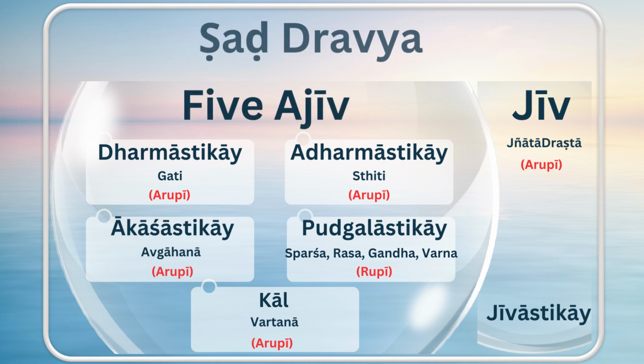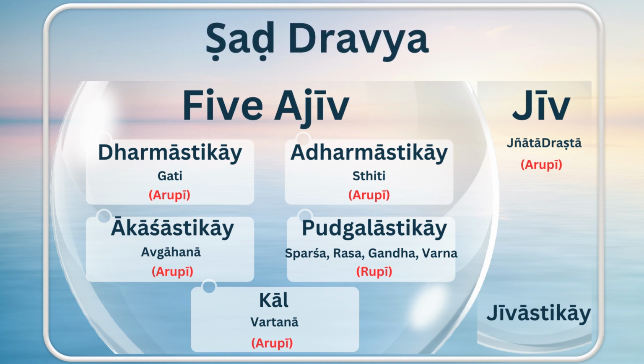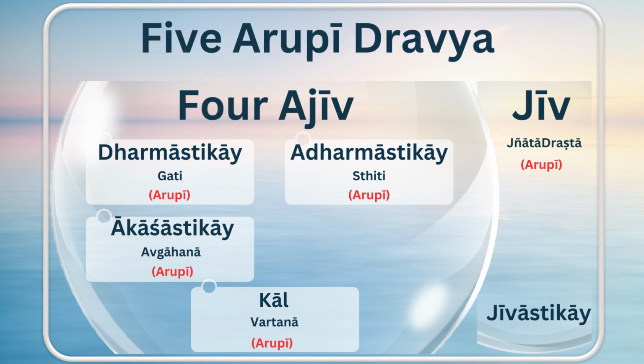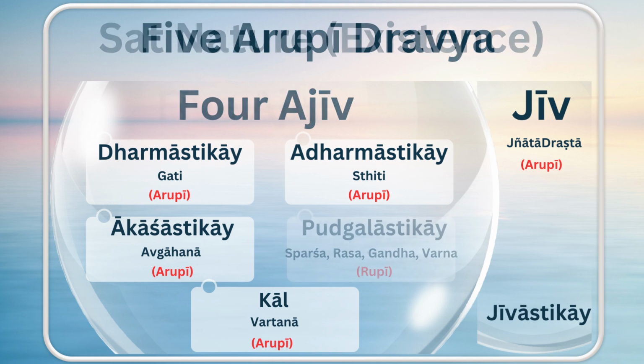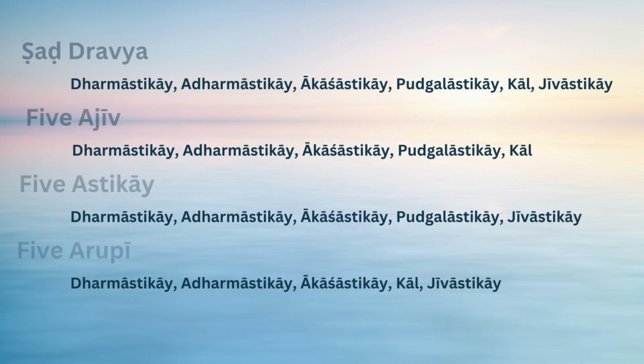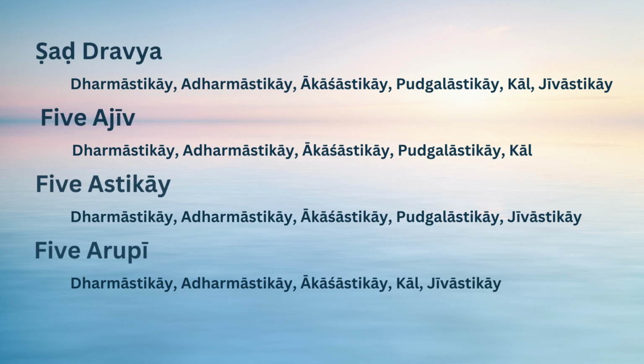Thus, the 5 Astikāy and Kal together form Shad-dravya or 6 substances. Only Pudgal among these is Rupī or Mūrta or visible. The other 5 substances are Arupī or Amūrta or invisible. Dharmāstikāy, Adharmāstikāy, Akashastikāy, Pudgalastikāy, and Kal are 5 Ajīv. Thus, we have 5 Ajīv, 5 Astikāy, and 5 Arupī substances among Shad-dravya or 6 substances. We will not delve into Ajīv further. However, let us consider some threshold concepts.